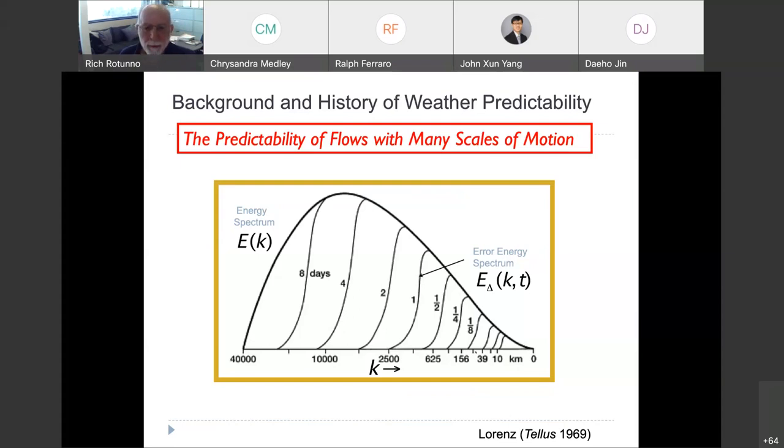Now, the energy spectrum used in Lorenz's calculation was a k to the minus 5/3 spectrum, which has this property that errors will grow in this manner, so that as you keep on increasing the accuracy through decreasing the scale of the initial condition error, it responds like this to a minus 5/3 spectrum.